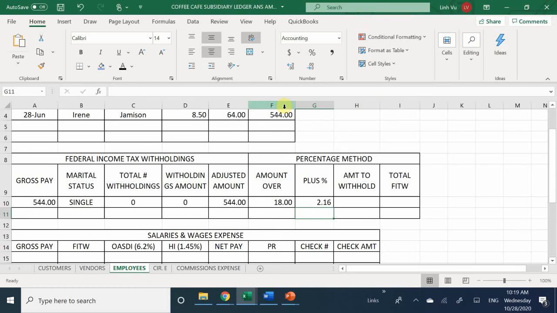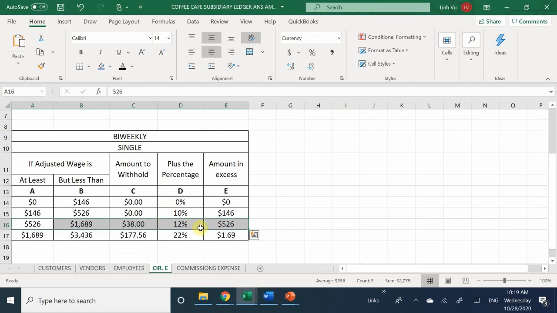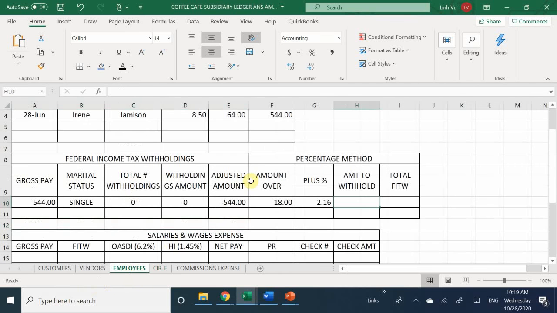And what was the amount that we have to withhold from the government that's required? Was that 12%? That's the amount in excess. So let's go back to our table. It was $38. $38 is the amount that they're going to withhold regardless of how much money you make. So $38.